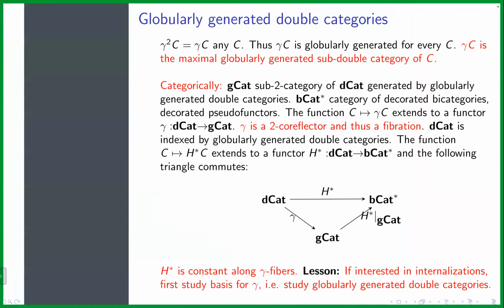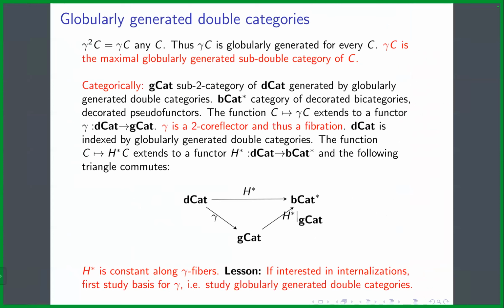So the lesson here is that if you're interested in internalizations and you don't know how to solve internalization for a given decorated bicategory, then you first study the globularly generated piece functor gamma. So we study globularly generated double categories internalizing the decorated bicategory that you might be interested in.